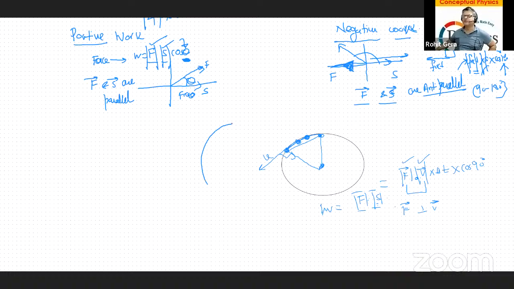Because it's a case of uniform circle, remember. If the force is changing, then the velocity will change. But the velocity in a uniform circular motion never changes, which means the symptom of work being done, half mv square, will not change. Since velocity is constant, the kinetic energy of the body remains the same. The only way to change the kinetic energy of the body is to do some work on it. But it's a uniform circular motion, the velocity never changes, and therefore the work remains the same.